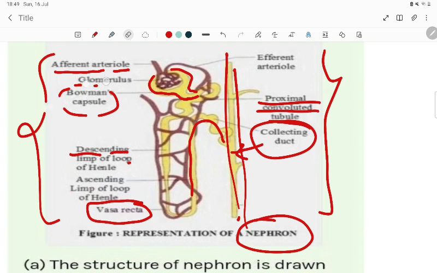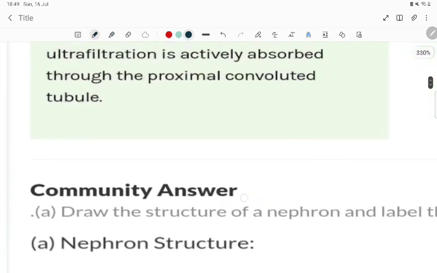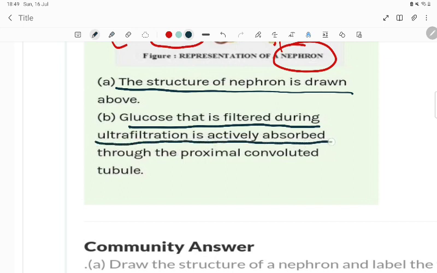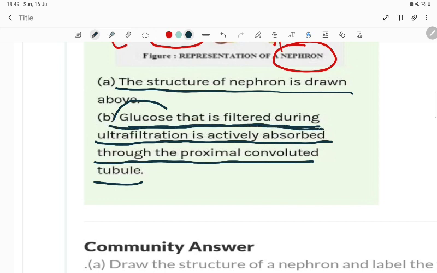So at least 4 points you have to memorize. What are the 4 points? First, the important one is the glomerulus. The second one is the Bowman capsule. Then the collecting duct, also we need to have this one. Now, the structure of nephron is drawn. Glucose that is filtered during ultrafiltration is actively absorbed through the proximal convoluted tubules. This is the function.